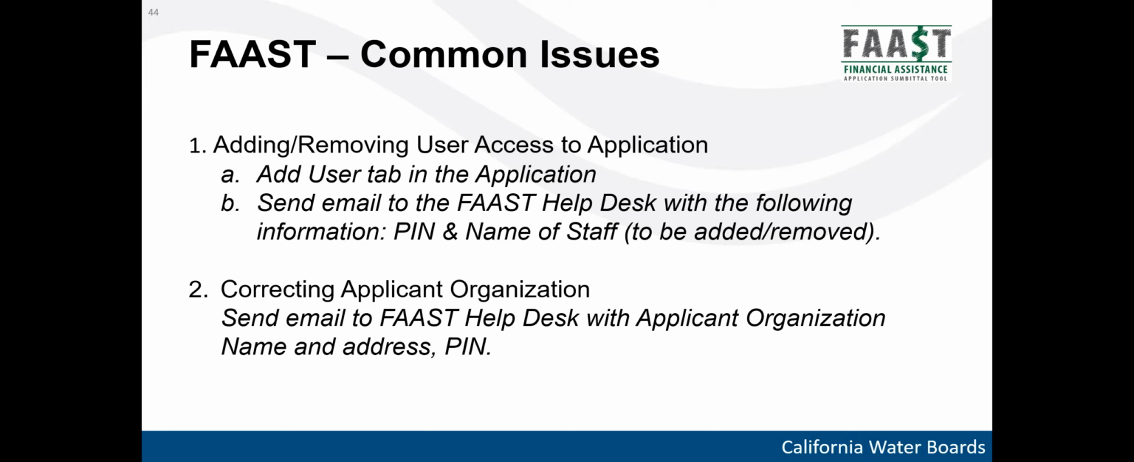Or the second option is you can send an email to the FAAST help desk with the following information: the proposal identification number, the name of the staff person, and whether you want to add them or remove them.